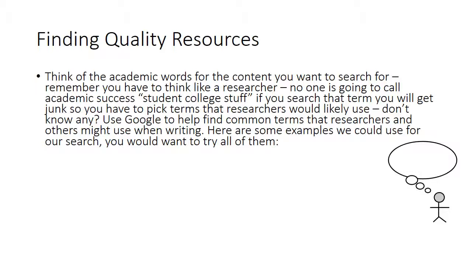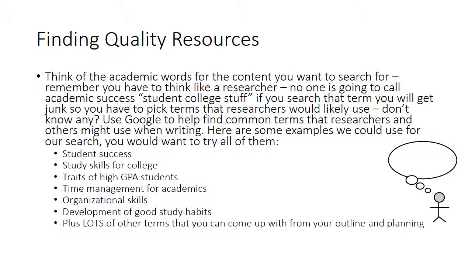So what I recommend you do is you get out your piece of paper, your scrap paper, and you write down other words or phrases people may use when referring to what you're going to write about. Like, if you're writing about academic success, you could call it student success. Study skills for college, because those would be related. Traits of high GPA students. Time management skills for academics. Organizational skills. Development of good study habits. Plus lots of other stuff that you could come up with when you're brainstorming or outlining your work.